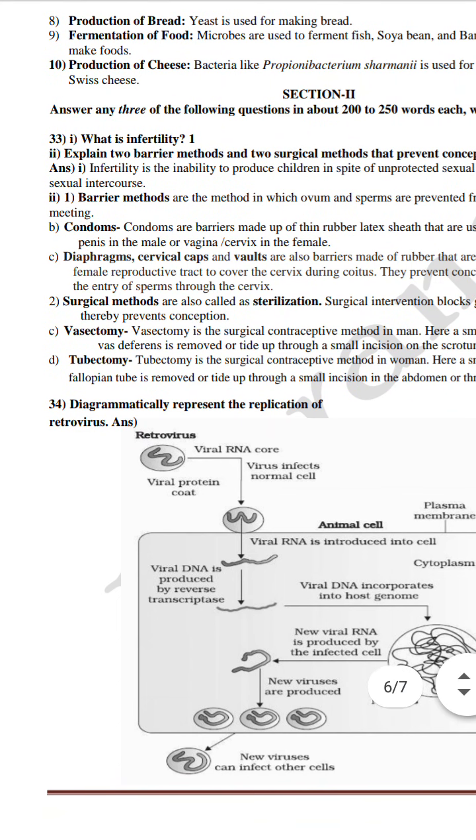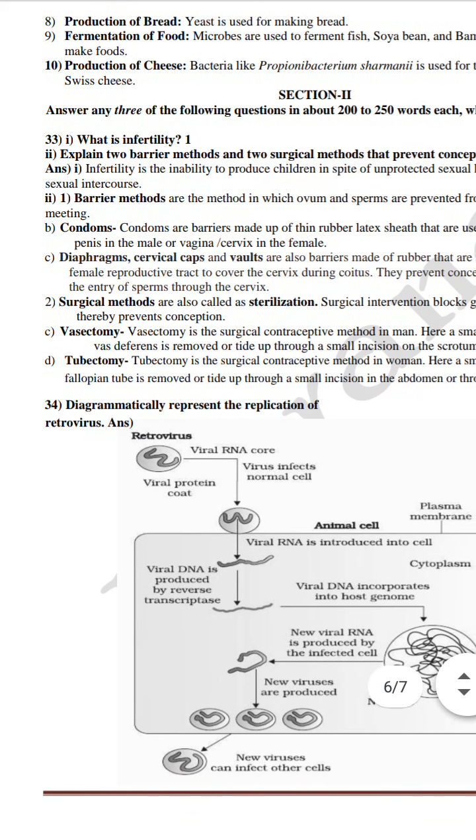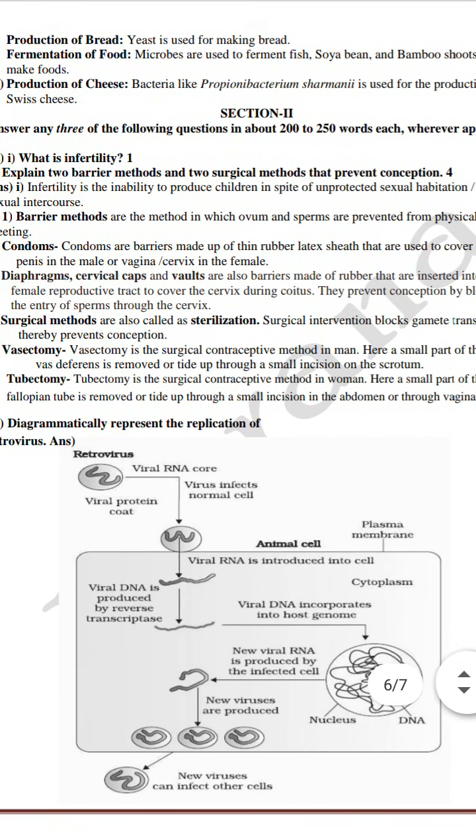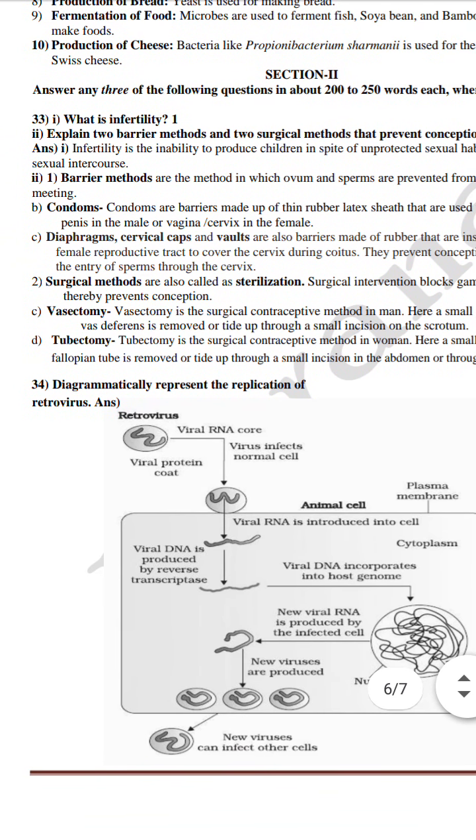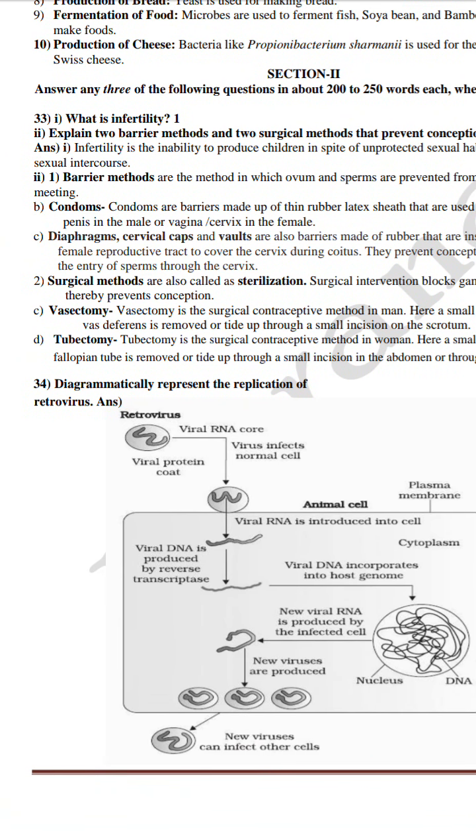Then write the barrier methods to prevent the childbirth, to control the population, to prevent the conception. So barrier methods are as follows: using condoms, diaphragms, and surgical methods, and these come under barrier methods. And natural methods are vasectomy and tubectomy. So write the subheadings and explain about each one. Then the answer will be impressive. You will get 5 out of 5 marks.